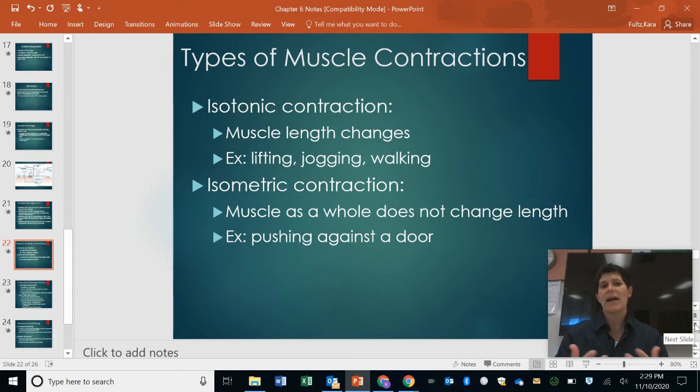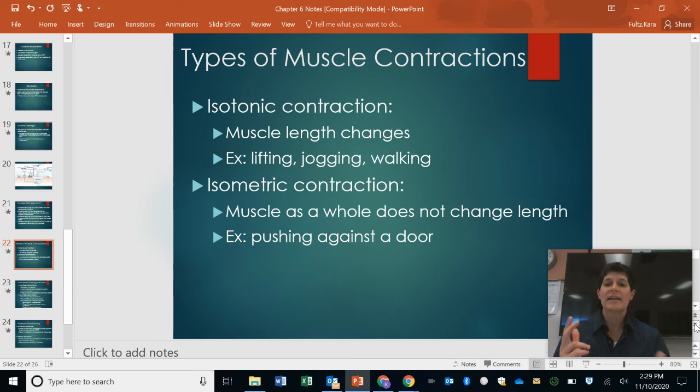Iso means same. So isotonic literally means same strength. So if I'm taking a 10-pound weight and I'm doing bicep curls, that muscle is shortening, but it's exerting the same amount of strength every single time I do that curl. Isometric means same length. So if I push my hands against each other, I can push them gently, and I can push them harder and harder, and I can feel my muscles working harder. There's no movement happening. My arms are staying just like this. Doing a plank, doing wall sits, as you see there, pushing against the door. These are all examples of isometric contractions.